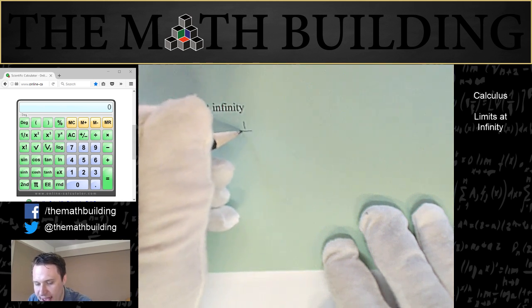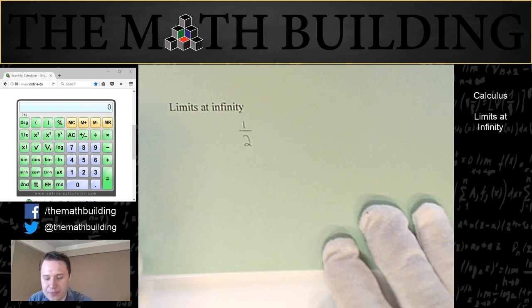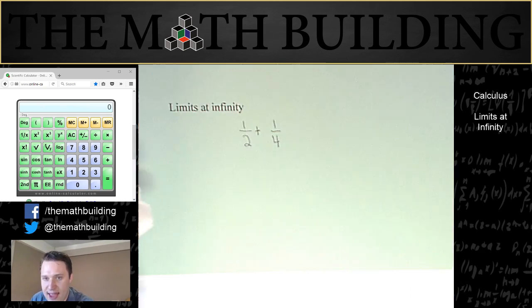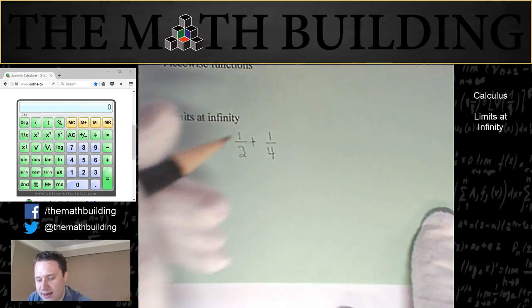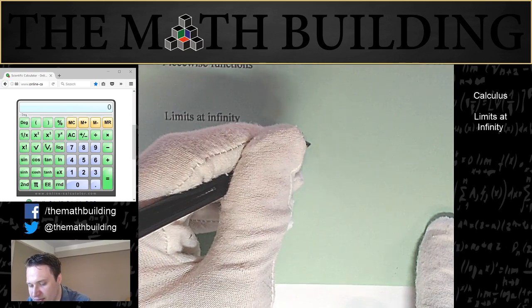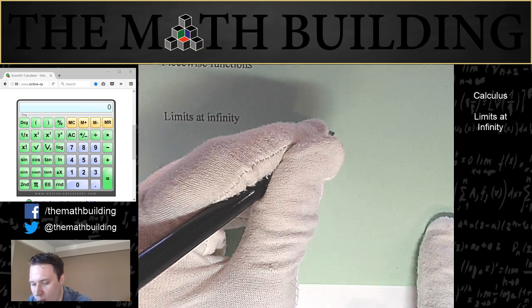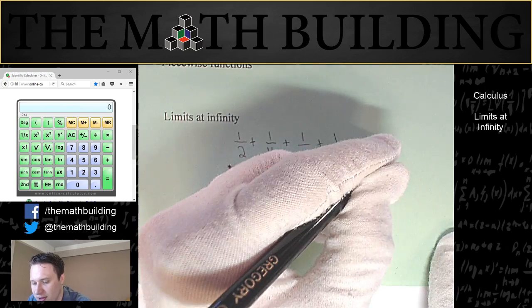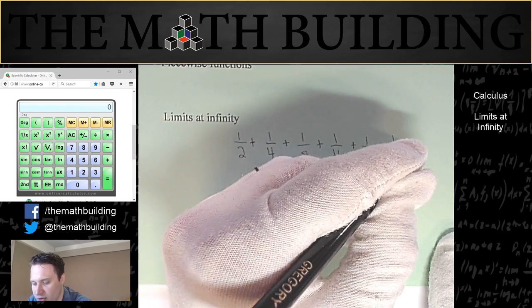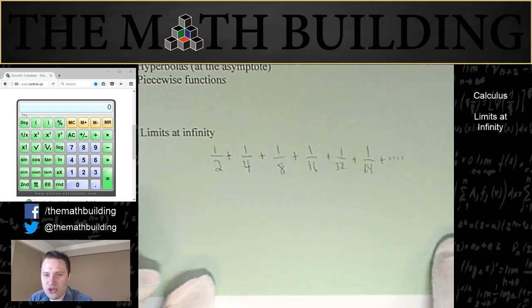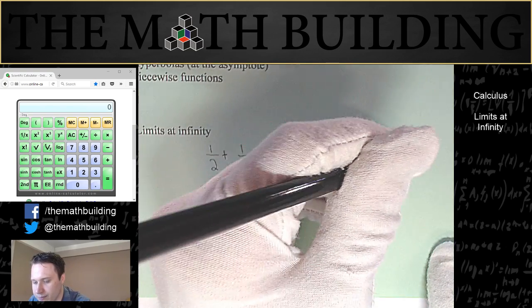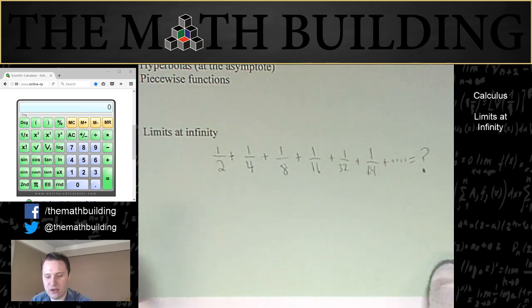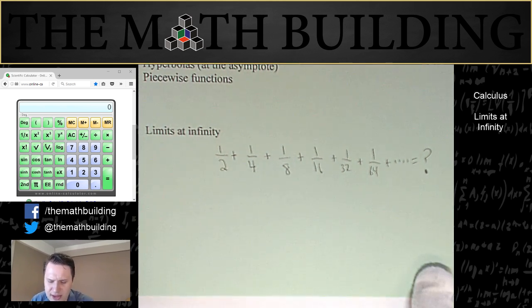Imagine I have the fraction a half. Just 1/2. And then let's say that I add a fourth to it. In other words, I add half of a half. And then we're going to add half of that, so an eighth, and so on and so on. So plus a 16th, plus 1 over 32, plus 1 over 64, forever and ever. So the question is, what will this equal? If we add up this infinite sequence of fractions, what is it going to equal?